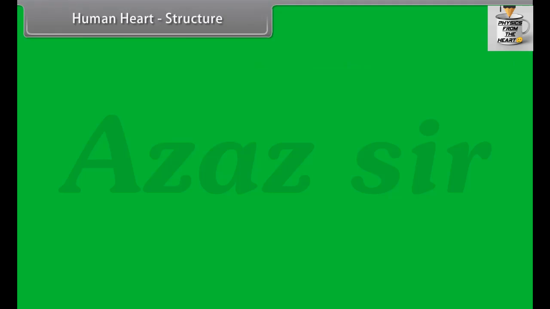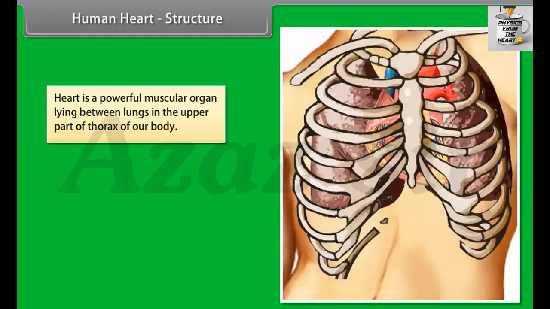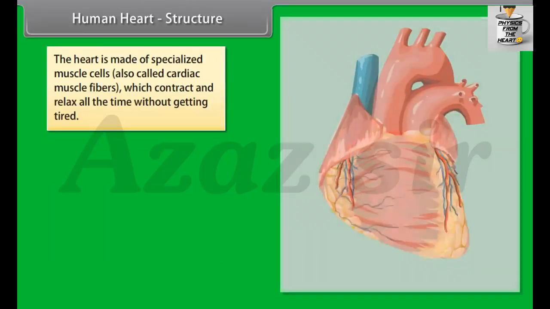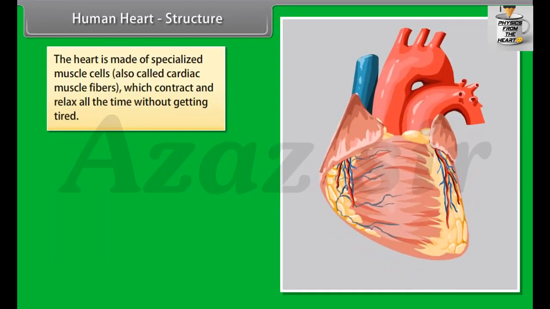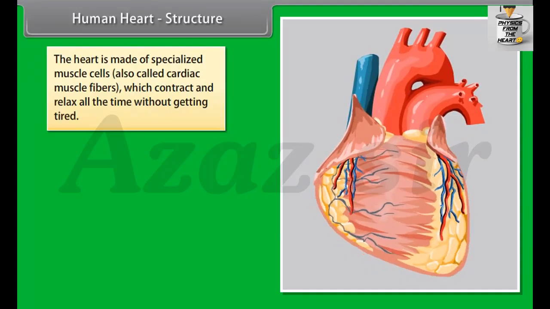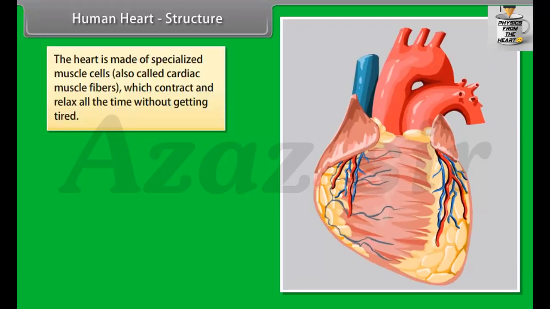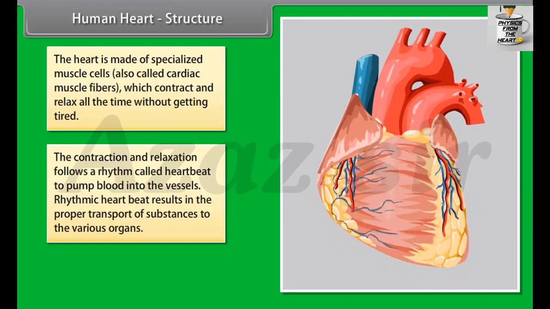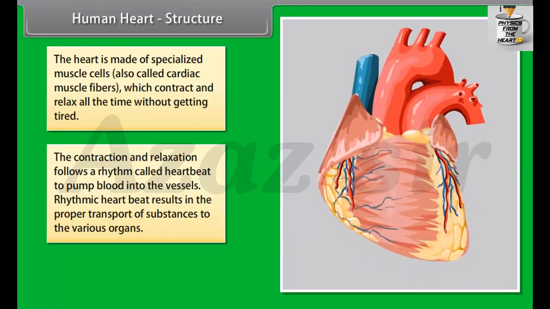Human heart. Structure. Heart is a powerful muscular organ lying between the lungs in the upper part of the thorax of our body. It is four-chambered: two right and left atria, singular atrium, also called auricles, and two right and left ventricles. The heart is made of specialized muscle cells, also called cardiac muscle fibers, which contract and relax all the time without getting tired. The contraction and relaxation follows a rhythm called heartbeat to pump blood into the vessels.